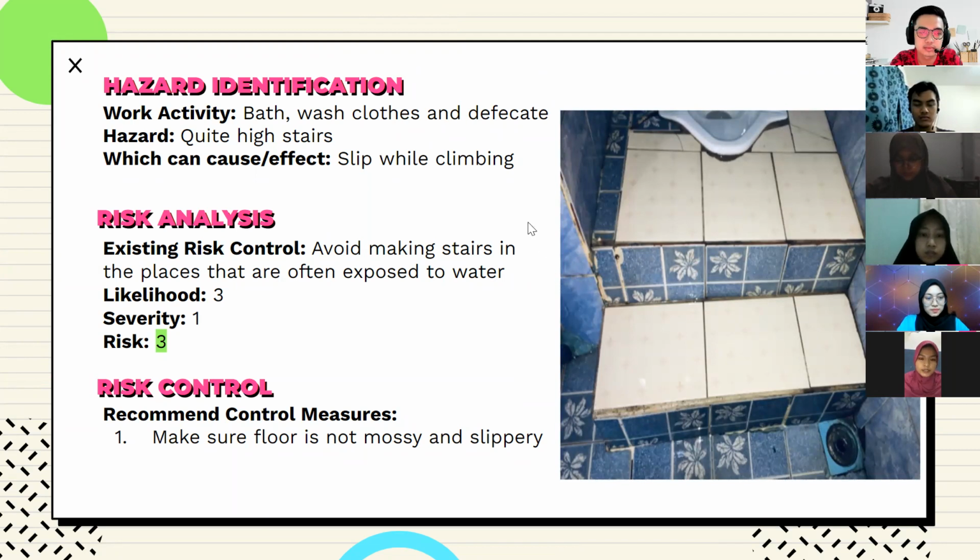Hazard identification. Work activity is bathing, washing clothes, and defecating. The hazard is quite high stairs, which can cause an effect of slipping while climbing. The risk analysis: existing control is to avoid making stairs in places that are often exposed to water. Likelihood is 3, severity 1, and risk 3 is low. Recommended control measure is to make sure the floor is not mossy and slippery.